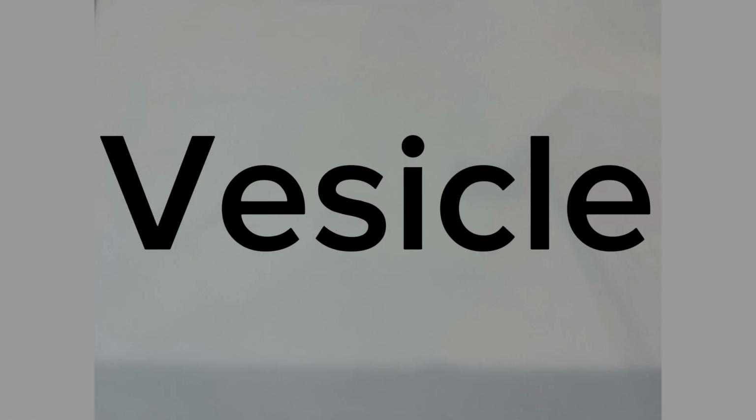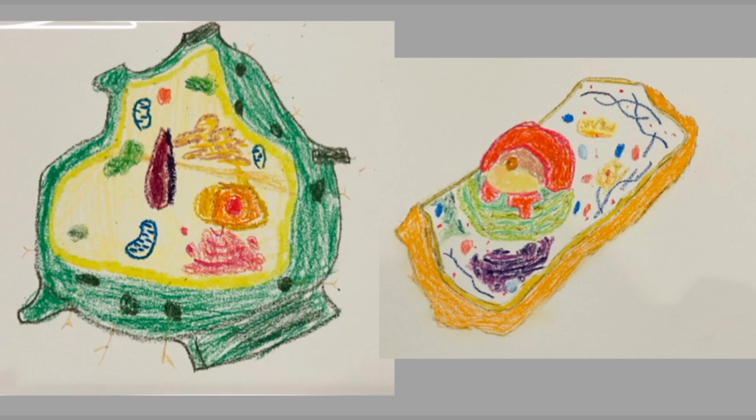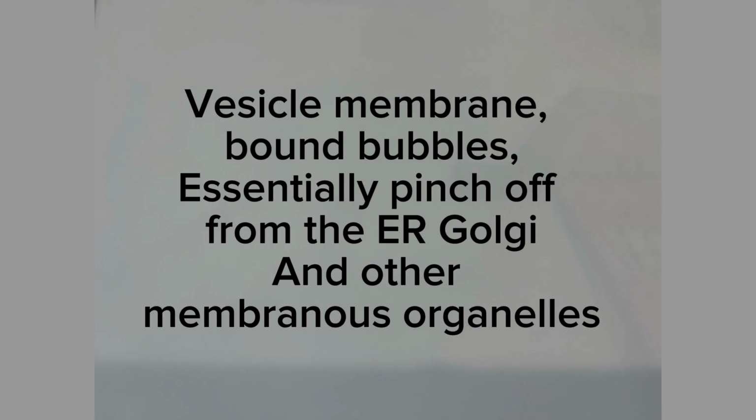Then, speaking of transport, it comes the vesicle. The vesicle is a small fluid-filled bladder, sac, cyst, or vacuole within the body. They transport enzymes and carry them through the cell membrane. It is found in animal and plant cells. Vesicle membrane-bound bubbles essentially pinch off the ER, Golgi, and other membranous organelles. It transports out to other cells and into them.